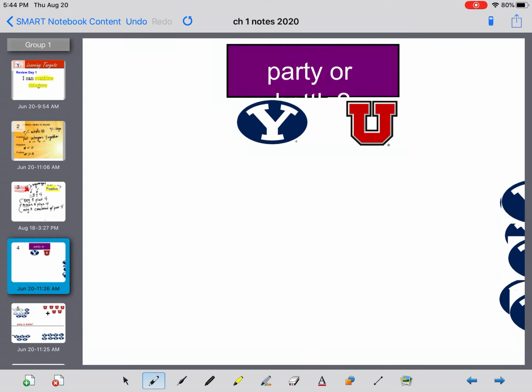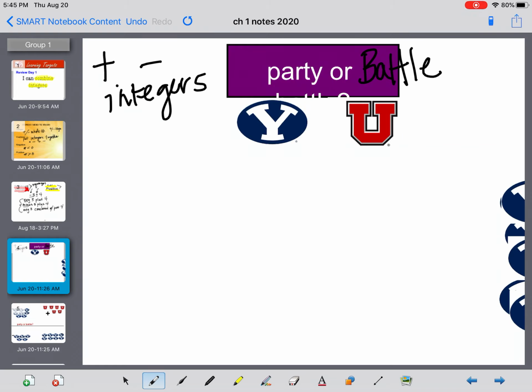So a lot of times what I see when I am working with students and they're working on combining integers, they get stuck because they're unsure what to do. So this is supposed to say up here, party or battle. This is just a trick that I use to help me combine integers, okay? And this works when I'm adding and subtracting integers. So right now we're just going to work with addition and subtraction. We're not going to worry about multiply and divide just yet.